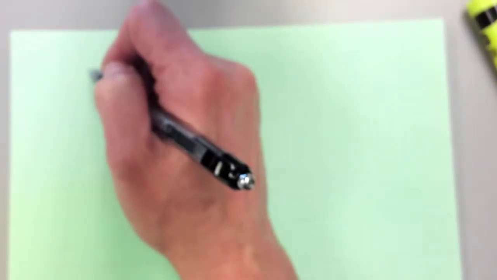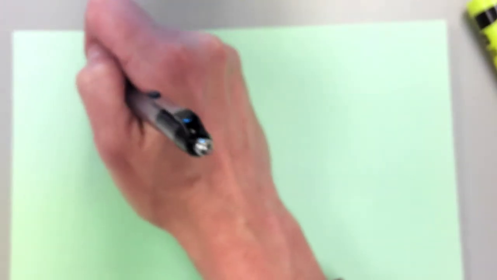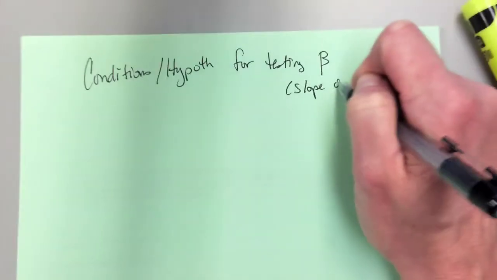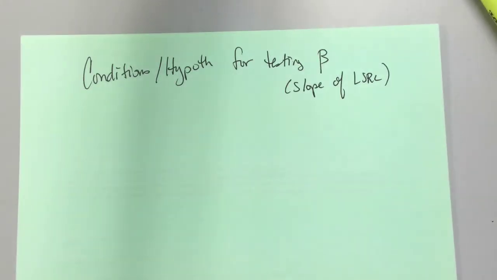So we are now in video 2, and we're going to start talking about, if my document camera will focus, the concept of conditions and hypotheses for testing beta, which is known as the slope of our LSRL. And I know you guys can't see that, but here we are focused.